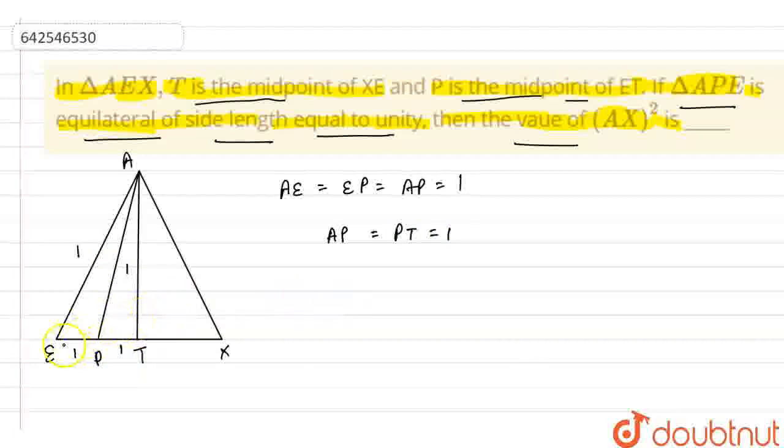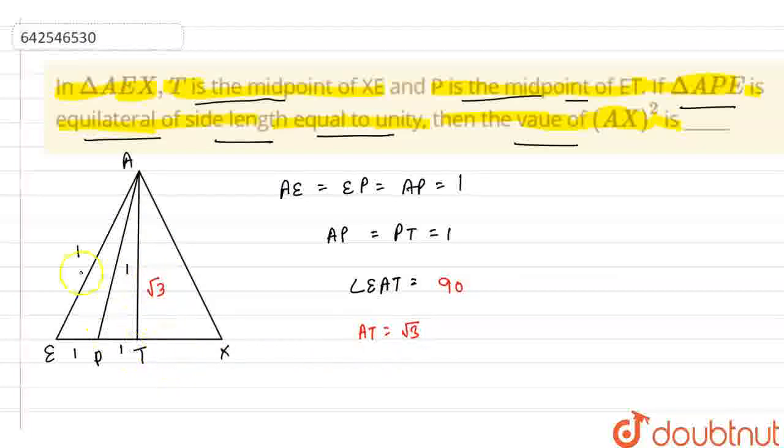So from here we have the angle EAT, because it is an isosceles triangle. So the value of angle EAT is 90 degrees. So the value of AT is equal to what? Under root 3. So the value here is under root 3.